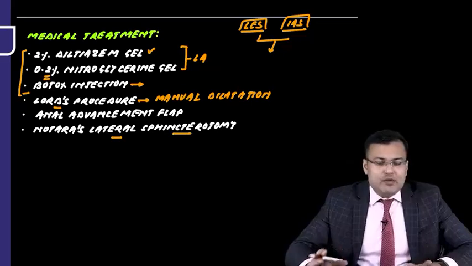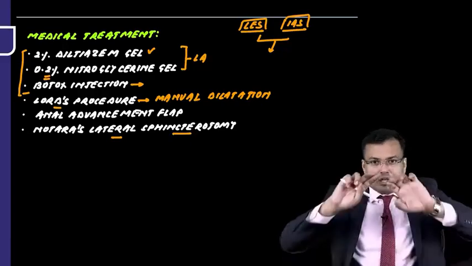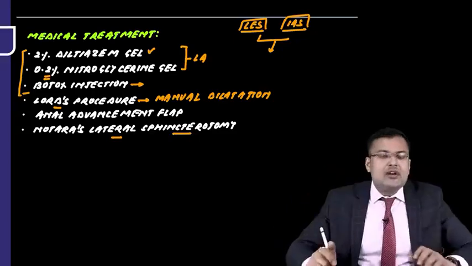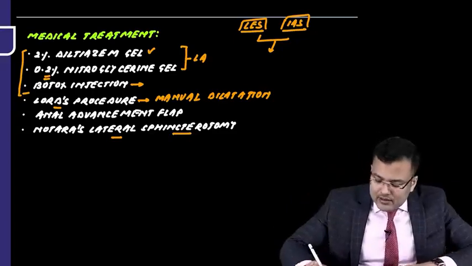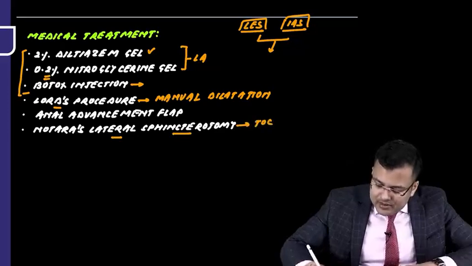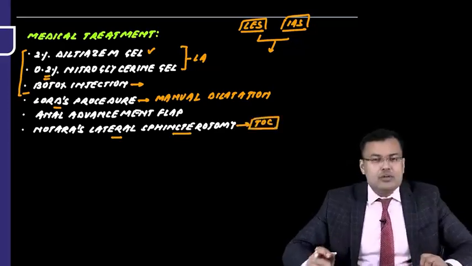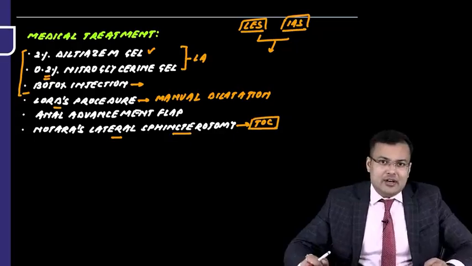So I'm repeating what we give: 2% diltiazem gel, 0.2% nitroglycerin gel local application. We can go for Botox injection. Lord's procedure, that is manual dilatation, it is obsolete. We can use anal advancement flap, but the treatment of choice is Notaras lateral sphincterotomy.